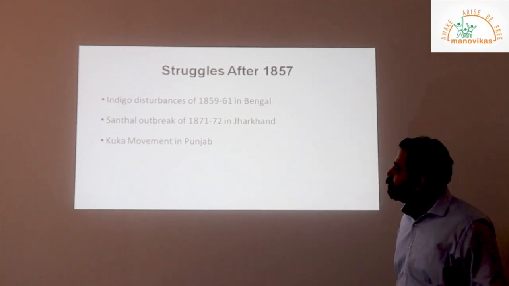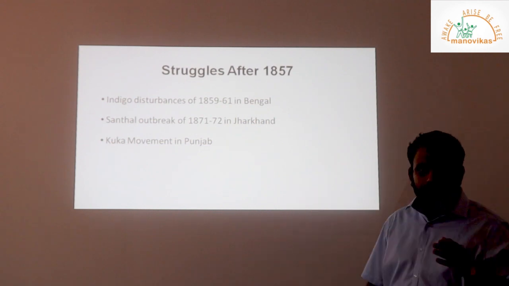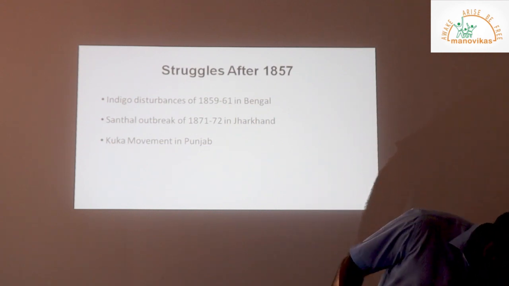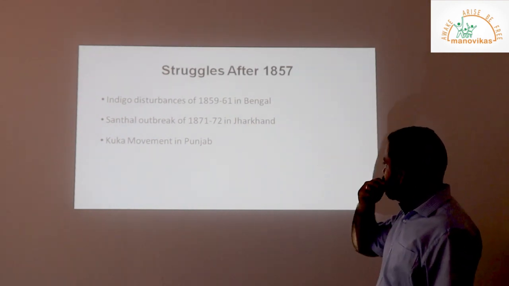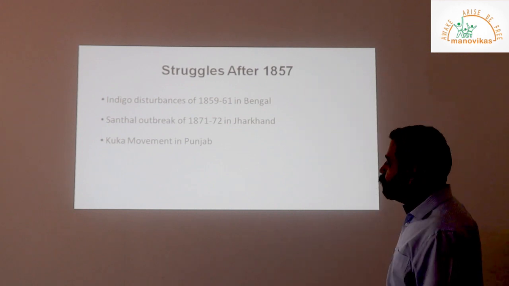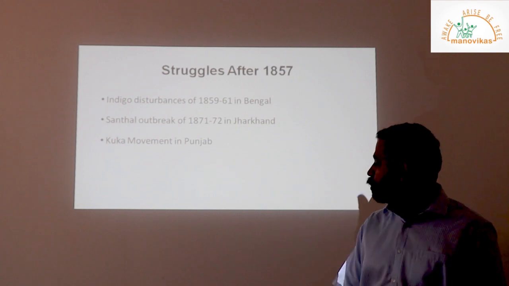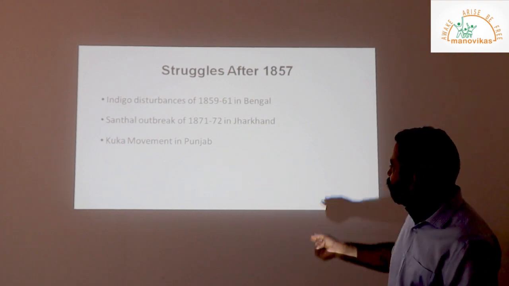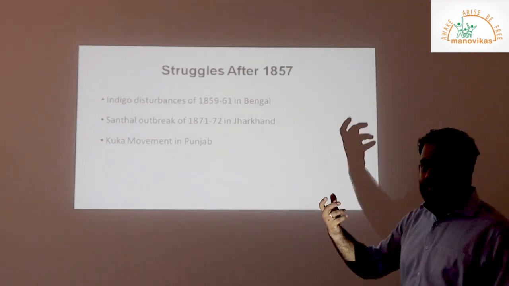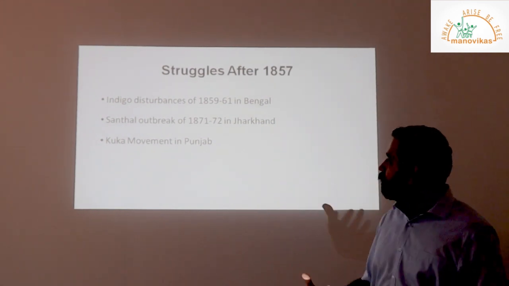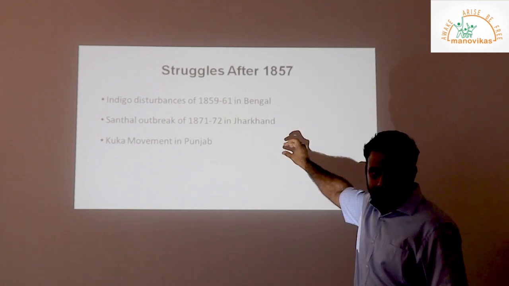There are some examples which have been given in your textbook, which I am referring to over here. If you go to page number 13, you will find these examples. There are 3 examples which are given. One is the indigo disturbance which was held in the Bengal area, mostly by the farmers who grew indigo. Then we have the tribals of Jharkhand, the Santhal tribes, who also had their protests against the British. But these were localized protests.